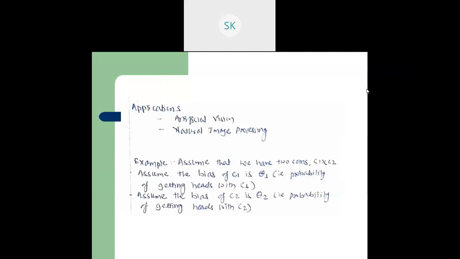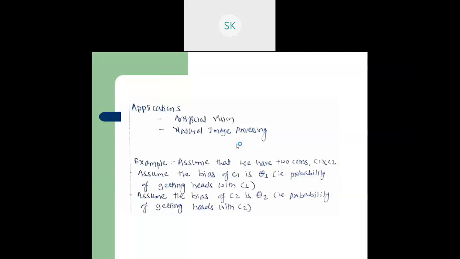It has applications in natural language processing, artificial intelligence, and various other areas. Now assume, for example, we have two coins, capital C1 and capital C2. These are the names we are providing. Assume the bias of C1, the first coin, is theta 1, the probability of getting heads with respect to the first coin. Next, assume the bias of C2, the second coin, is theta 2, the probability of getting heads with respect to the second coin.